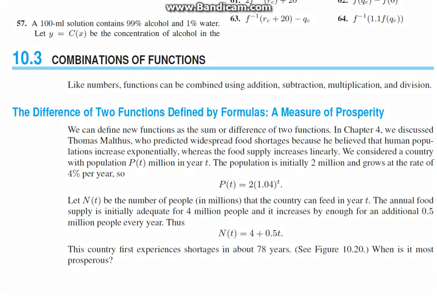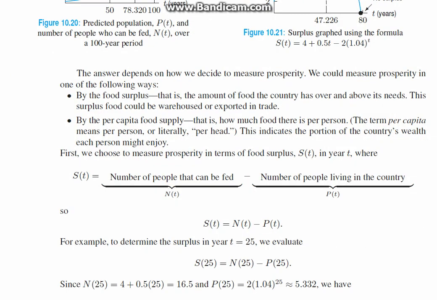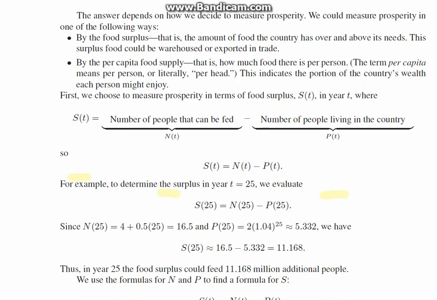Okay, so to start off, we're doing the difference of two functions defined by formulas, basically a measure of property. So if we have P(t) equals 2 times 1.04 to the t and N(t) equals 4 plus 0.5t, then how do we find the difference of these? First, if we put the difference as S(t), it's basically asking number of people that can be fed, which is N(t), minus number of people living in the country, which is P(t). So like this says here, S(t) is going to equal N(t) minus P(t).